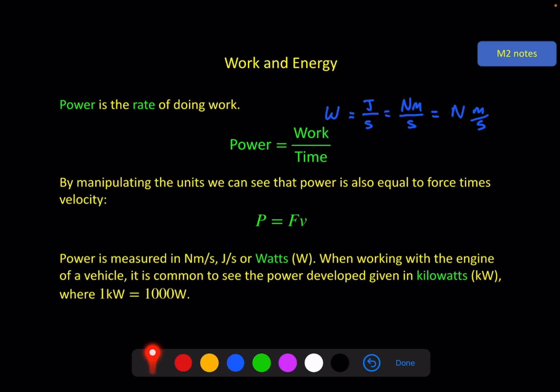However, when you're working with something like the engine of a vehicle, which we're going to do in some of these examples, it's common to see kilowatts instead of watts, because we end up with numbers so big, 1 kilowatt of course being 1000 watts. Very few notes here, that's it. Power is equal to work divided by time, and also equal to force times velocity. The rest of the video, some examples.